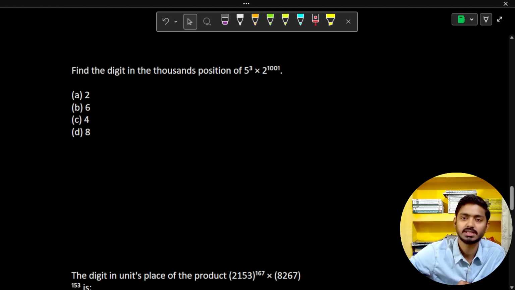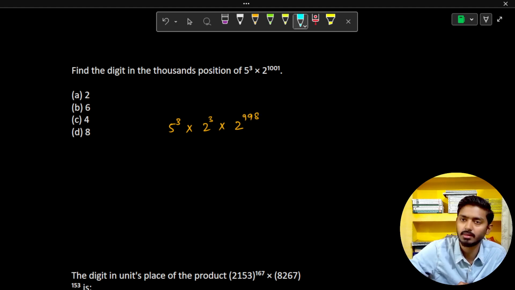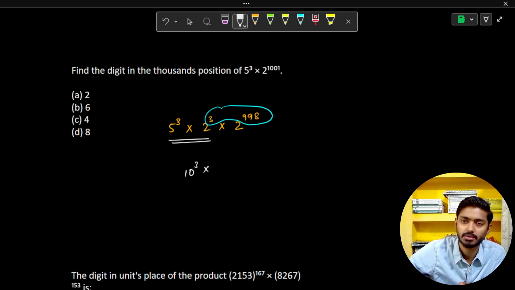The question states, find the thousandth position digit of 5 to the power 3 multiplied by 2 to the power 1001. What we'll say is, can we write this as 5 to the power 3 multiplied by 2 to the power 3 multiplied by 2 to the power 998? Why? Because the powers would get added and we'll anyway get 2 to the power 1001. Now, if you observe, 5 to the power 3 multiplied by 2 to the power 3 would give us 10 to the power 3 multiplied by 2 to the power 998.